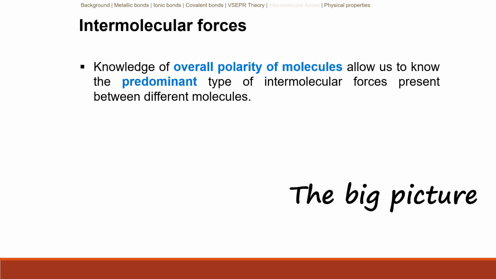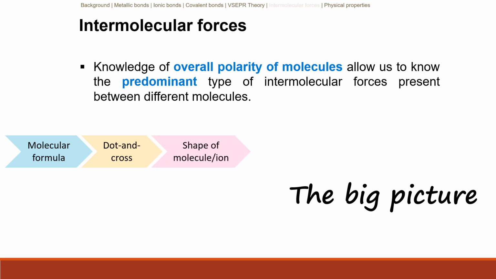Before we move on, I just wanted to provide you a big picture of what we have covered so far. We started off with molecular formula. Knowing the molecular formula will enable us to draw the dot and cross diagrams of the molecules. From the dot and cross diagrams, we will know the distribution of electrons around the central atom. We will then know the number of bond pairs and lone pairs around the central atom. This enables us to draw the shape of the molecule using VSEPR theory.